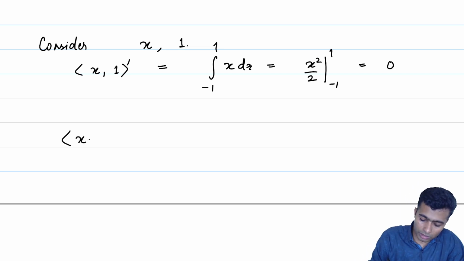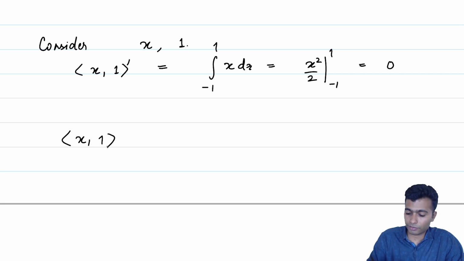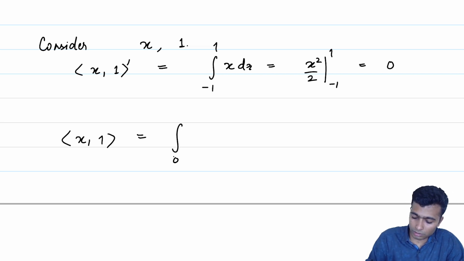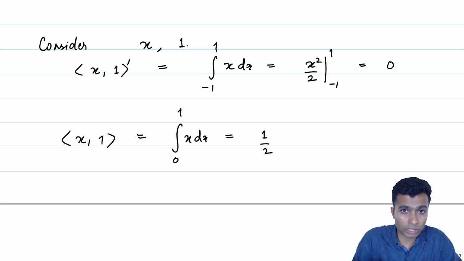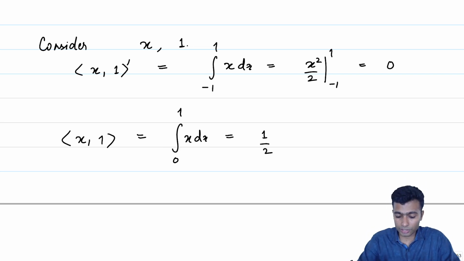However, what is the inner product of x and 1 with respect to the first one? This is the integral from 0 to 1 of x dx, which is going to be half. So this is not equal to 0, so they are not orthogonal with respect to the first inner product. So orthogonality is a relation which very heavily depends on which inner product we are considering.